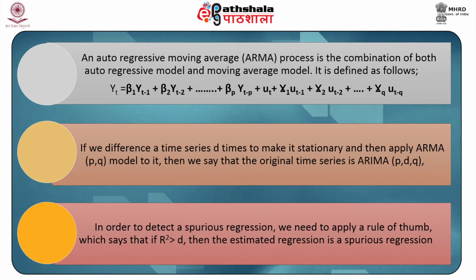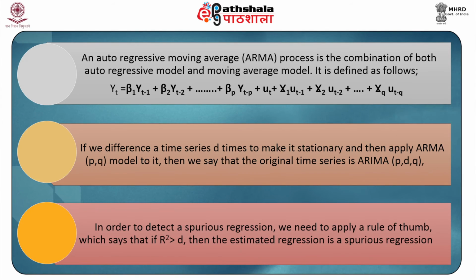Also, we have learned how these two models can be combined together to make a new model known as the ARMA model, which stands for autoregressive moving average model. In this model, we have defined yt equal to beta 1 yt minus 1 plus beta 2 yt minus 2 till beta p yt minus p plus mu t plus gamma 1 mu t minus 1, so on till gamma q mu t minus q.